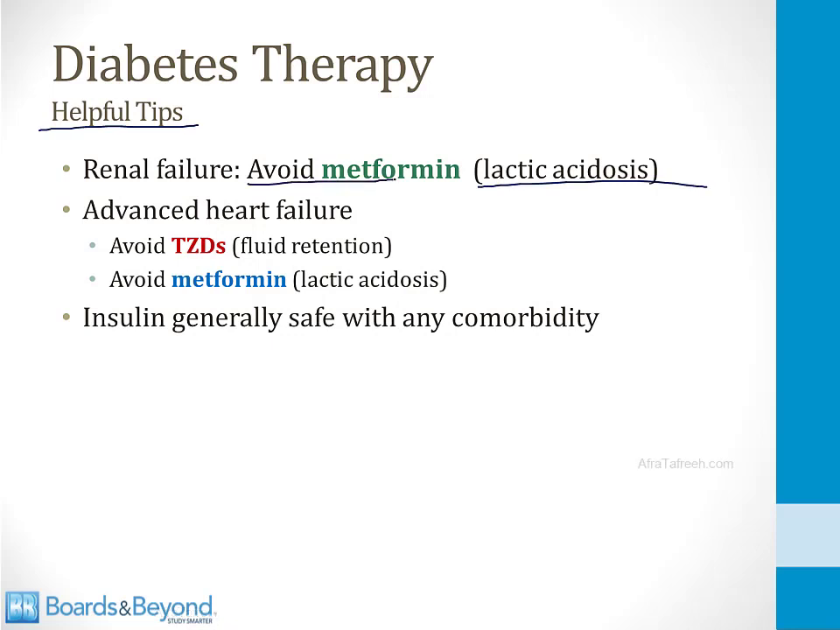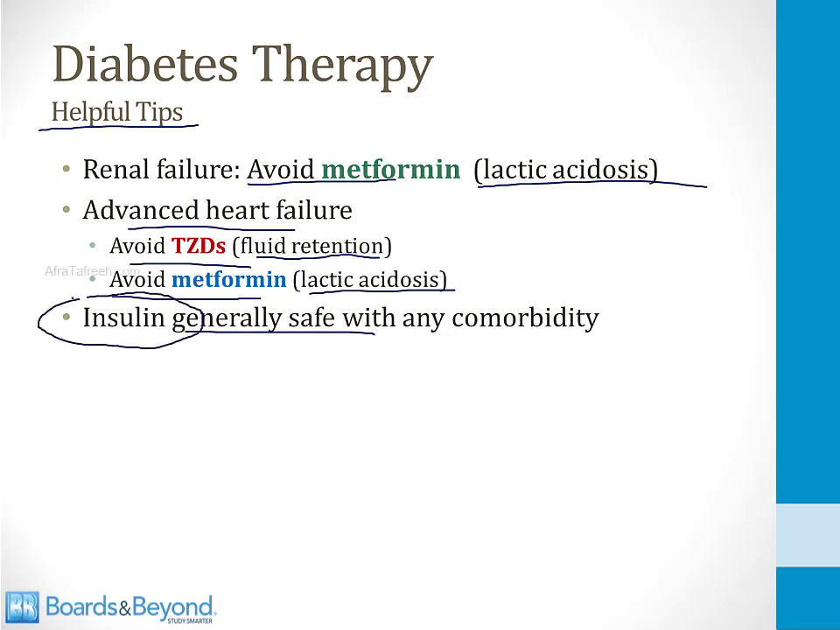They also like to ask you which classes of drugs to avoid in advanced heart failure, and you need to remember that you have to avoid the TZDs because they can lead to fluid retention, and you also should avoid metformin because heart failure, in addition to renal failure, is one of the conditions associated with lactic acidosis. And then finally, it's helpful if you can remember that insulin is generally safe with any comorbidity. If they ask you which diabetic drug is most appropriate for a patient with renal failure, heart failure, liver failure, always remember that insulin is generally okay, and if that's one of the choices, it can be helpful to know this. And that concludes our module on treatment of diabetes.